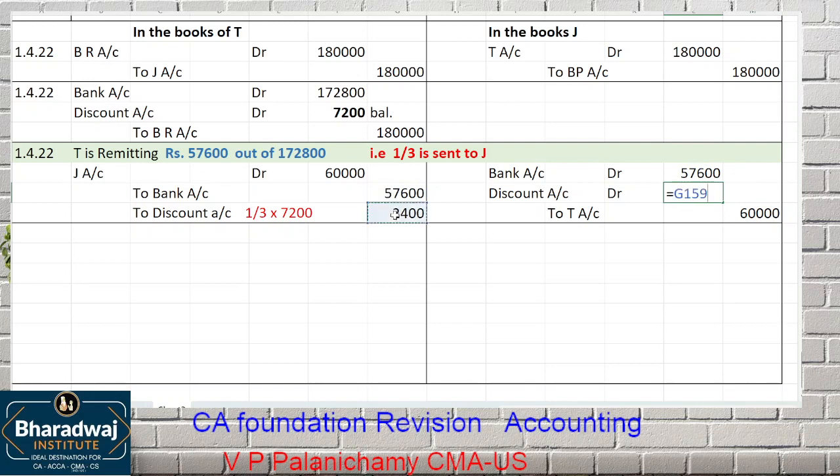Any doubt in that one third? 57,600 out of this net 1,72,800, which means you are sending one third to me. You will transfer that discount 2,400 in my account. What is the total bill value? 1,80,000. Already 60,000 worth is remitted. One third is remitted.